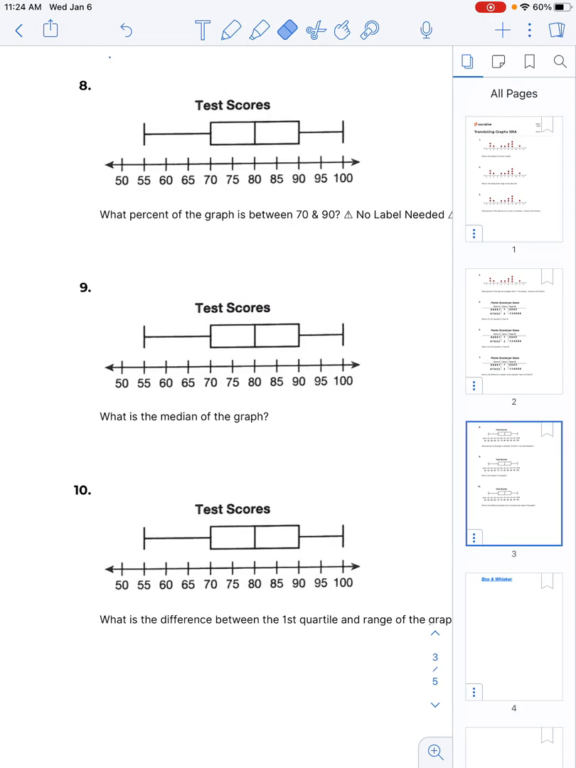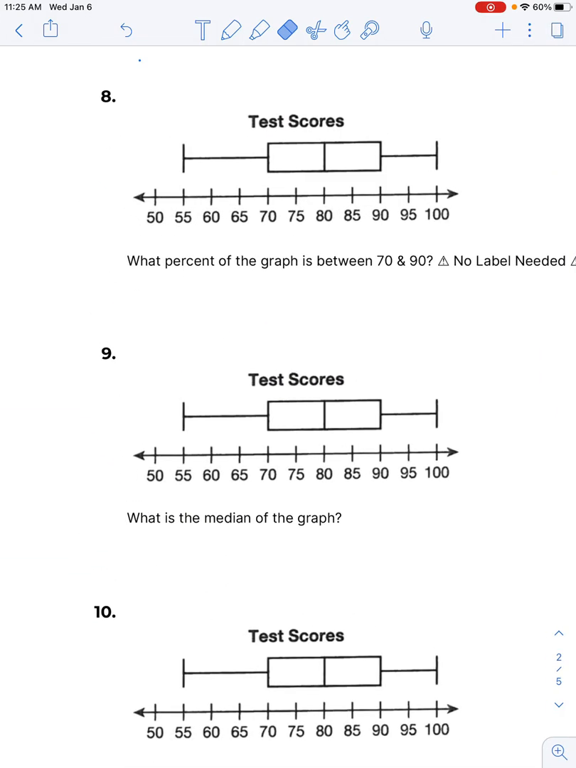All right. So now if we take this last little concept and apply it to some questions like we had in our homework, it looks like this. The first part is asking what percent of this graph right here is between 70 and 90. So you go on the number line, you identify in the box and whisker 70, which is right there, and you got 90, which is right there. And now what we're talking about is the box. So the box represents 50%.